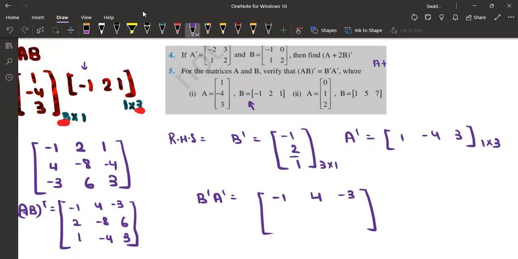The same way, 2 times 1 is 2. 2 times -4 is -8. 2 times 3 is 6. Next, we have 1 times 1 is 1. 1 times -4 is -4. And 1 times 3 is 3.